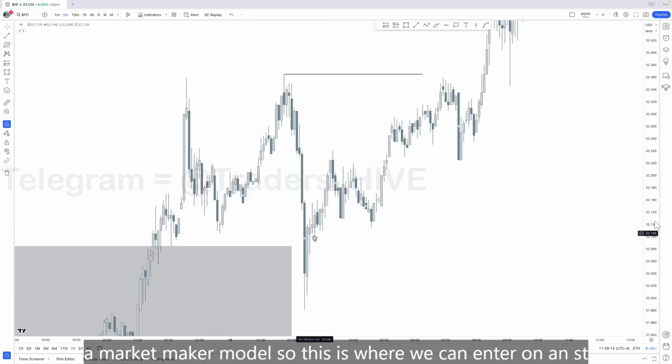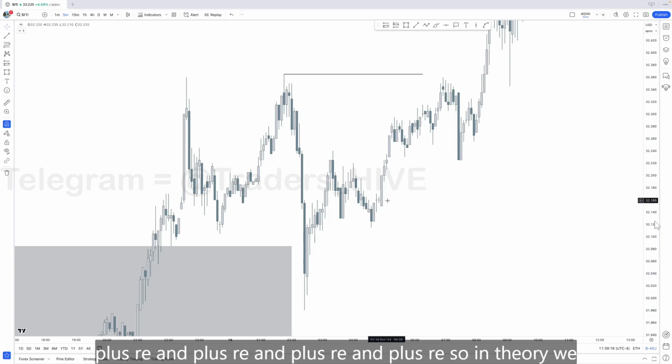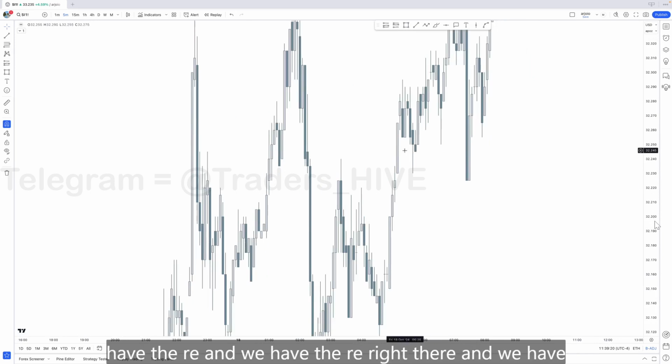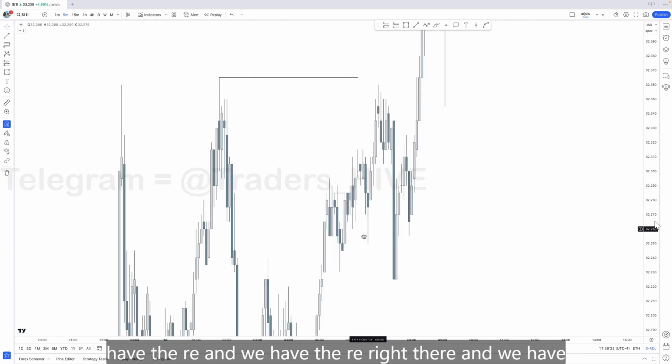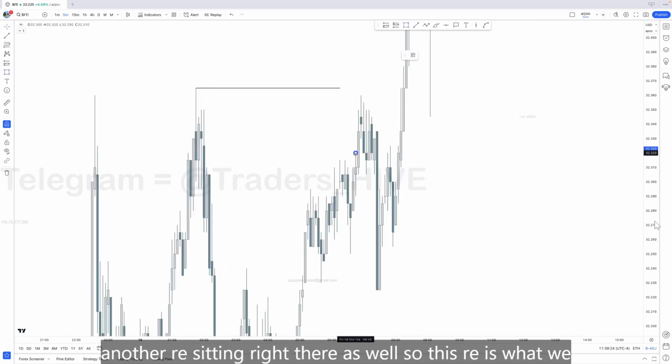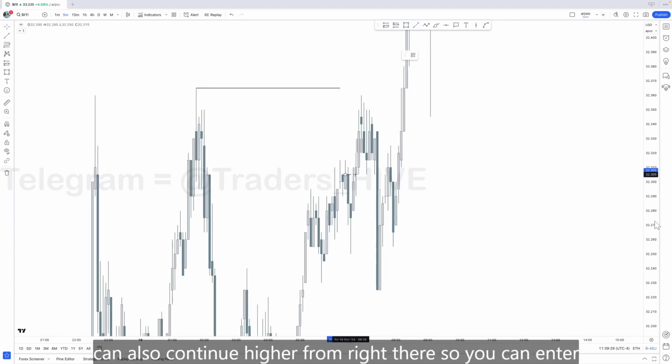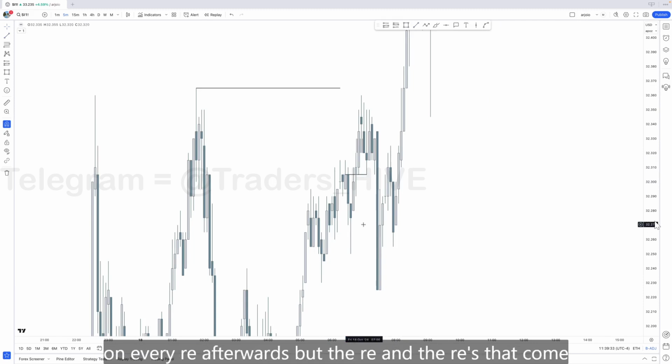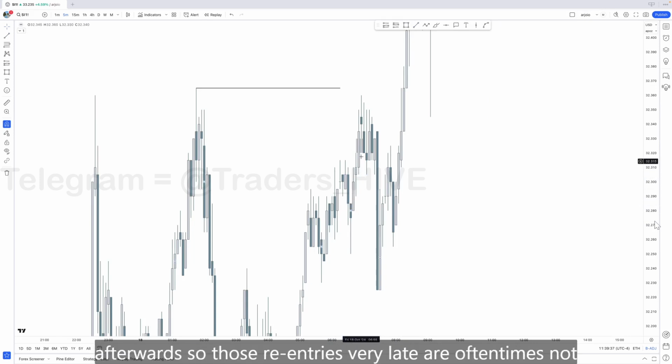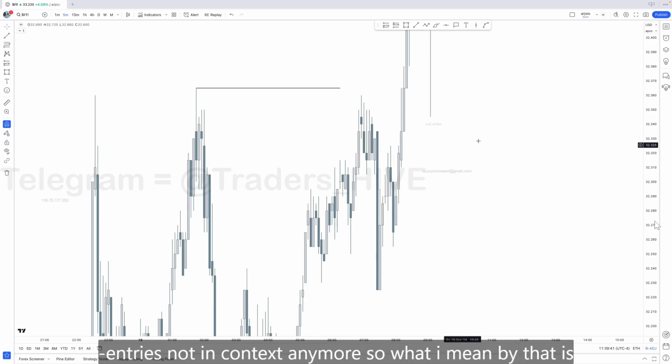So this is where we can enter on an ST plus a RE, plus a RE, plus a RE, plus a RE. So in theory, we have the RE and we have the RE right there, and we have another RE sitting right there as well. So this RE is what we can also continue higher from right there. So you can enter on every RE afterwards, but the REs that come afterwards, those re-entries very late, are oftentimes not in context anymore.